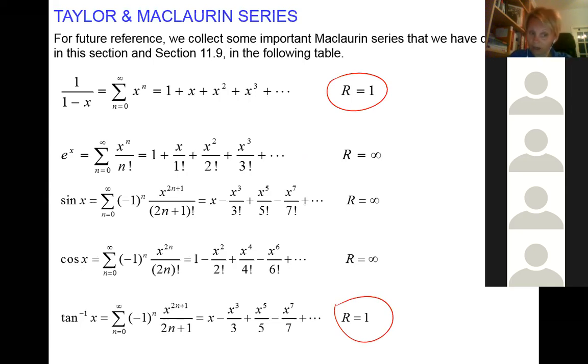I really recommend you to remember these formulas. Based on the denominators: n factorial is e to the x, 2n plus 1 factorial is sine of x, 2n factorial is cosine, and 2n plus 1 without the factorial is inverse tangent.